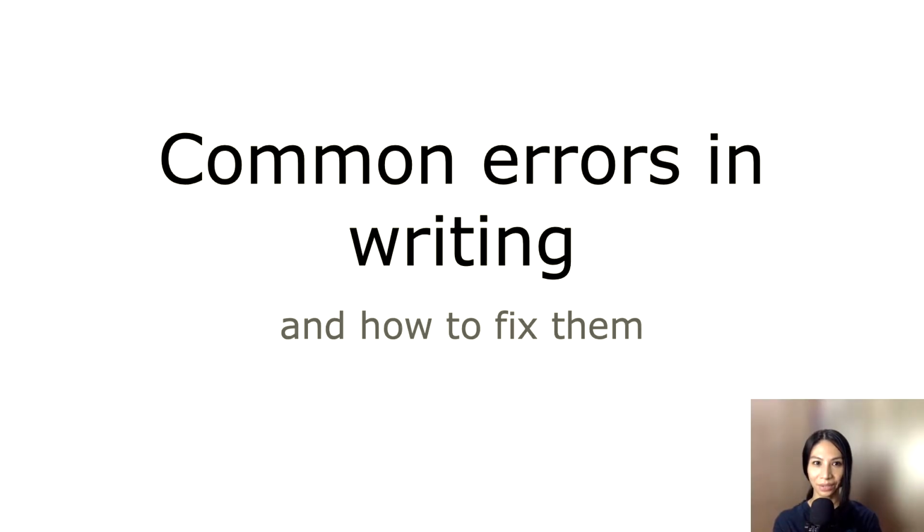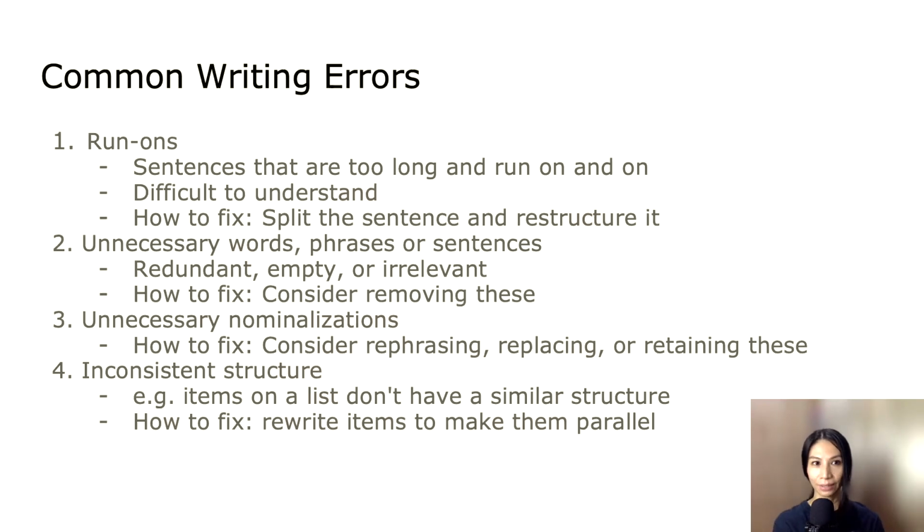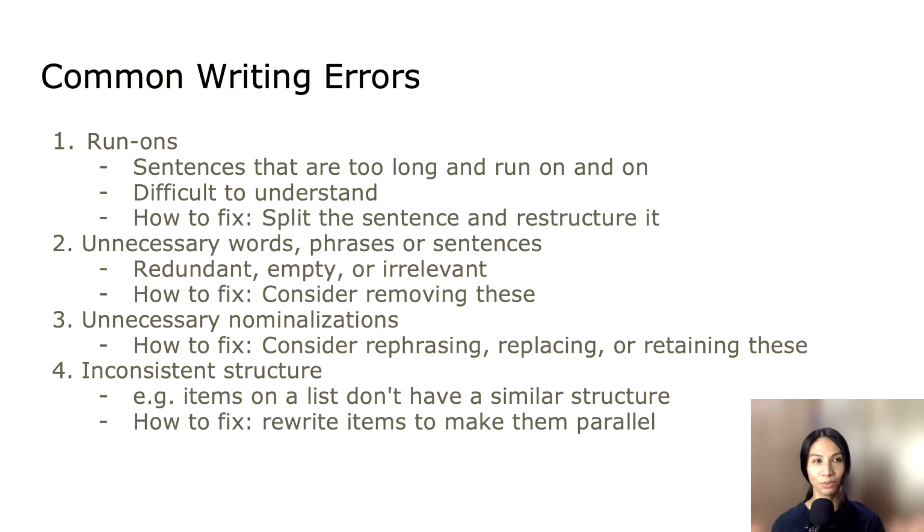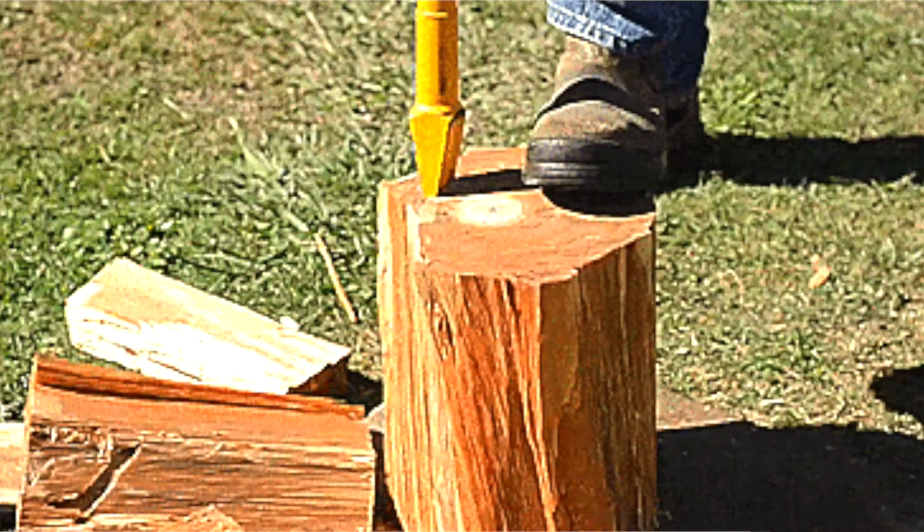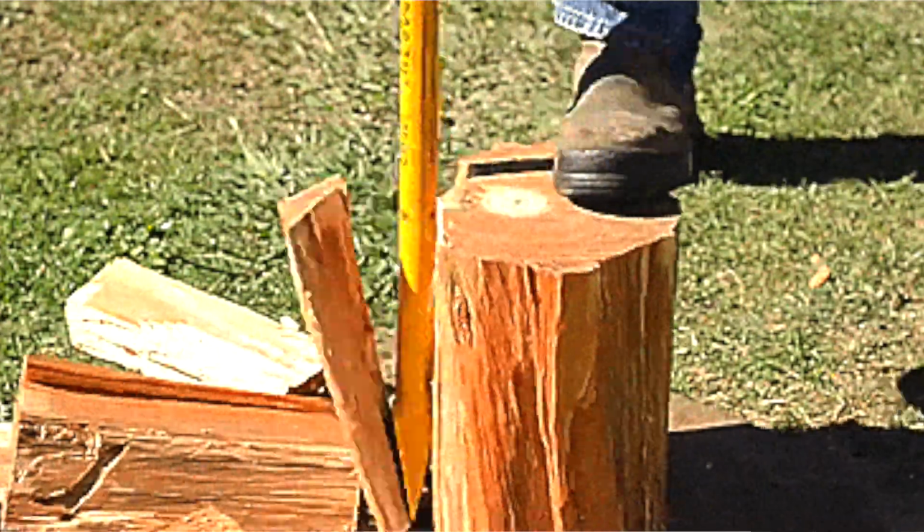Alright, so here are some common errors in writing. Not all of the possible errors are here, of course, but I'm just going to identify a few of them. The first one is run-ons. As many of you might know, run-ons are sentences that run on and on and on. And that just makes things so hard to understand. So usually you split the sentence and restructure some parts of it.